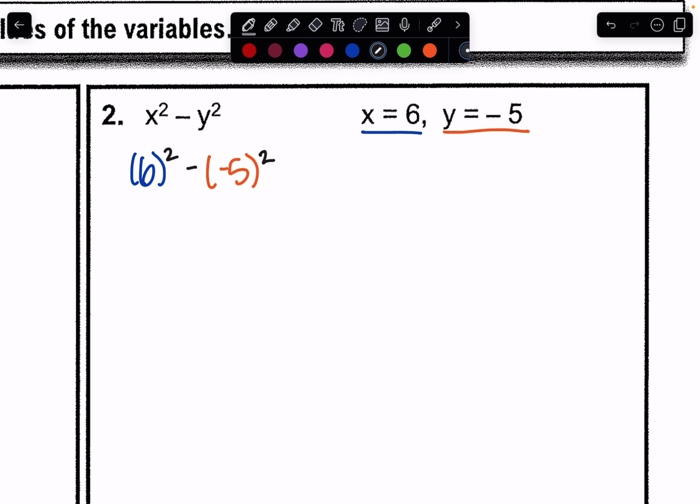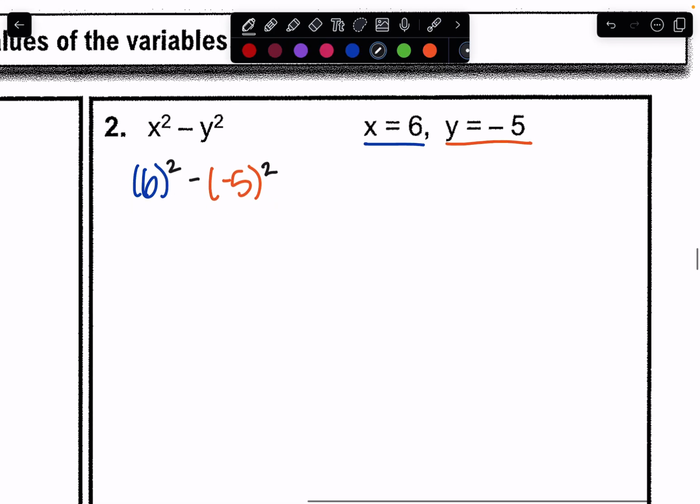So what I've written in black is the same as my problem. I've replaced the blue 6 and the orange -5. And so now, again, I cannot subtract anything. I can't even turn that double negative into a positive yet, because that's breaking the order, right? That would be making a plus. That would be subtracting that. Subtracting does not come before exponents. So I have to do my exponents first.